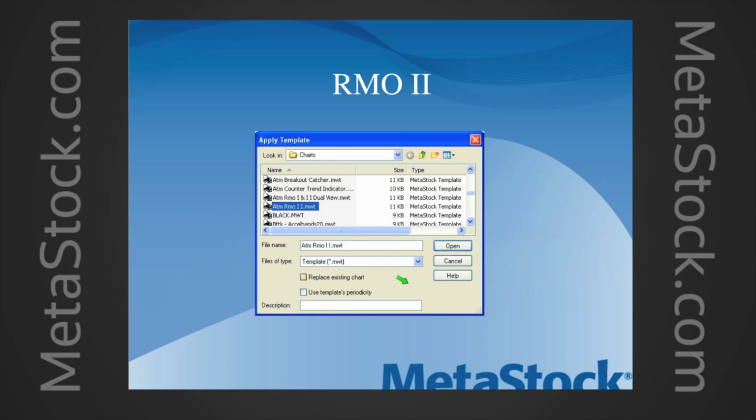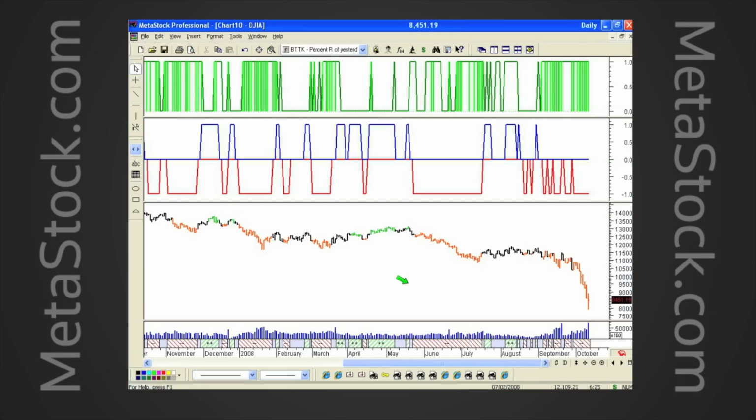How do you apply it? Again, right click, and that's how the templates look. ATM RMO2 is what you need to click on, and it would automatically plot the ATM RMO2 on the chart.